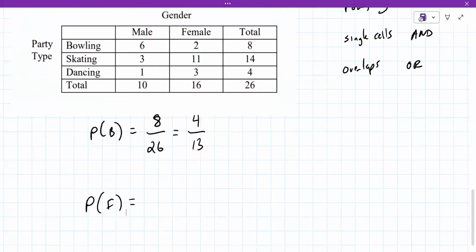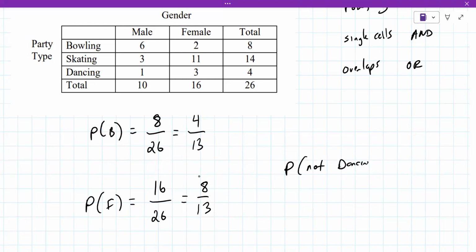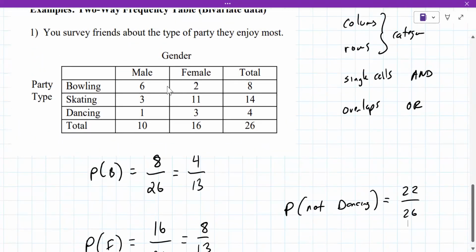So probability of female, just female? 16 divided by 26. So notice if I don't give you information, it's the total. Okay. That's 8 out of 13. Now here's something else. Probability of not dancing. Dancing is not needed, so it'd be 22 out of 26. That's right. So that's kind of the single rows and columns. Row and column information.